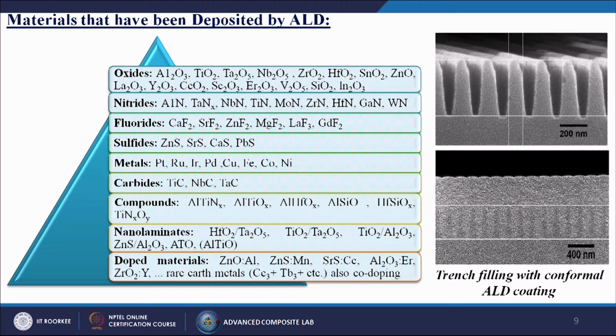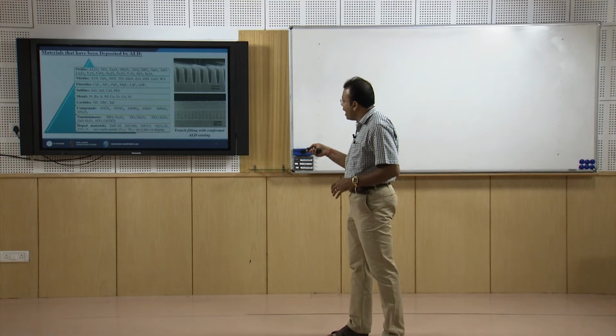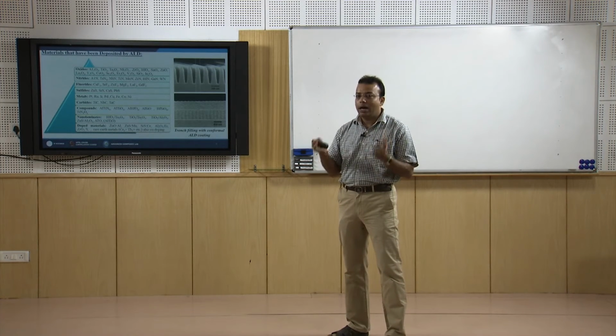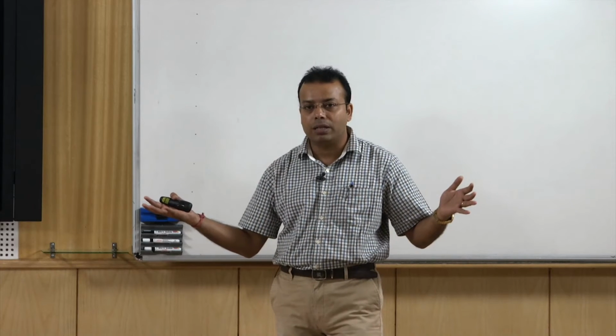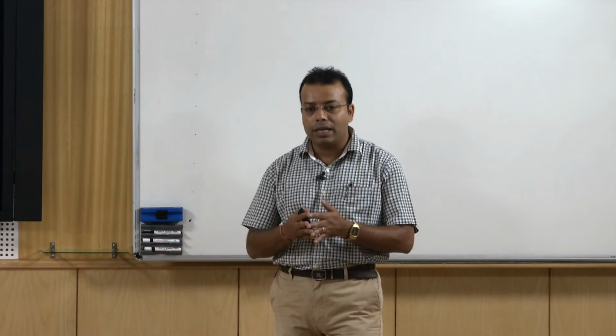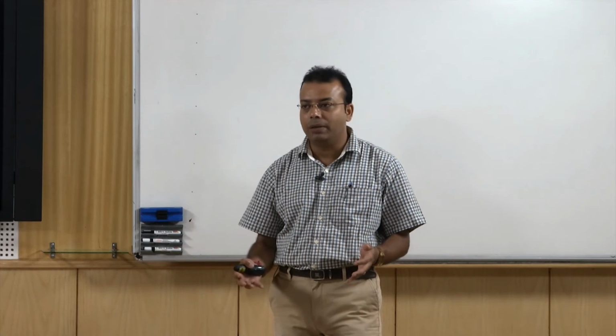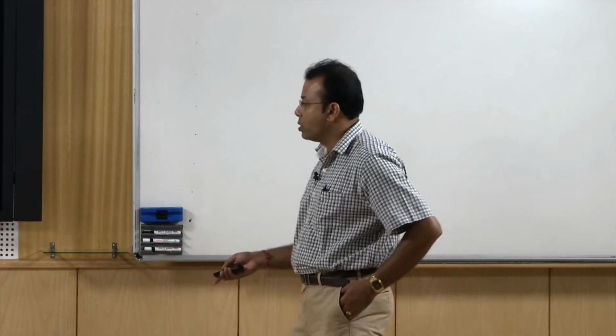It is a mixture of different materials like titanium dioxide and tantalum oxides, doped materials like zinc oxide with aluminum, then zinc sulfide with manganese, or maybe aluminum oxide with ruthenium, some kind of rare earth materials like yttrium, which can also be done as a co-doping. So, from this particular chart you can understand that we can use several materials for the ALD process. It has huge versatility in applications. So, there is a whole range of materials that can be done by this ALD process.